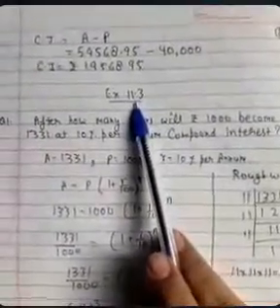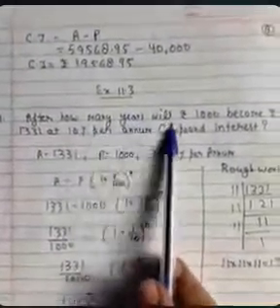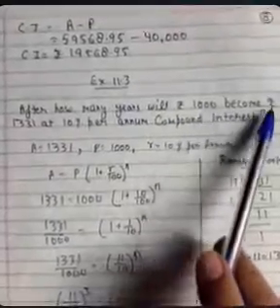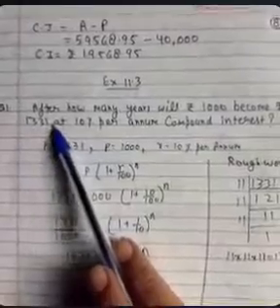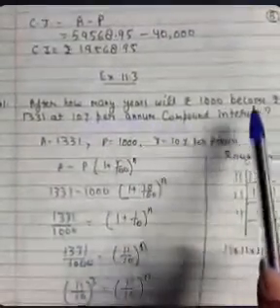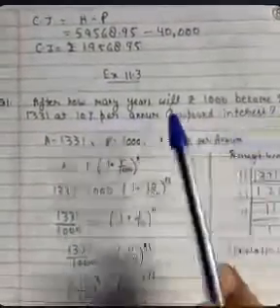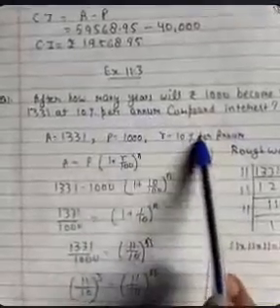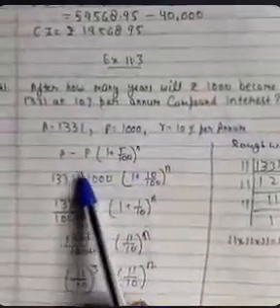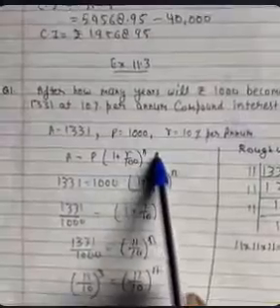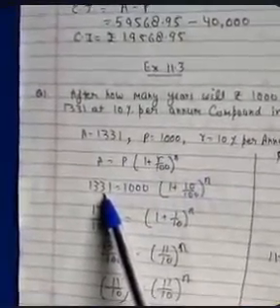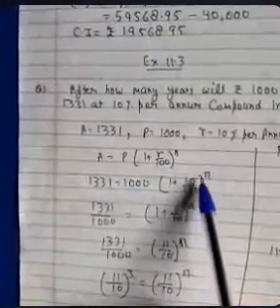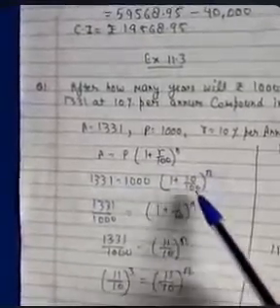Exercise 11.3. After how many years will rupees 1000 become rupees 1331 at 10% per annum compound interest? Amount, principal and R are given. Now the formula is A is equal to P into 1 plus R upon 100 whole to the power N. Putting the values, 1331 is equal to 1000 into 1 plus 10 upon 100 whole to the power N. Here cancel the zeros.